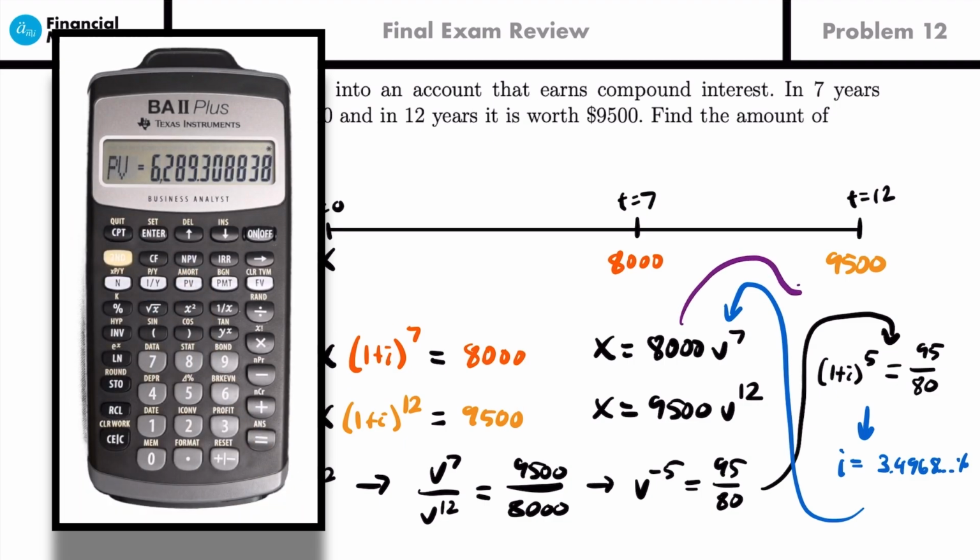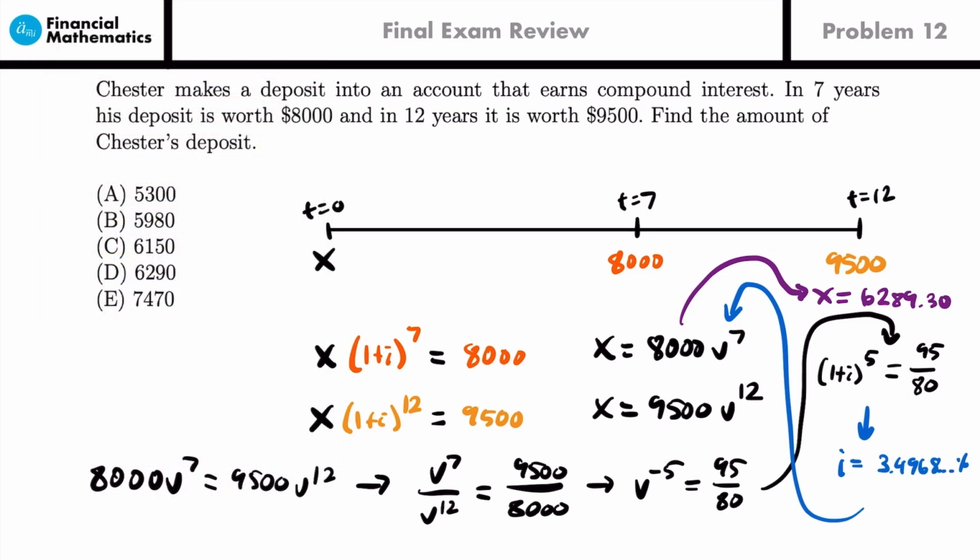We have now found that x is equal to $6,289 and about 30 cents. And comparing that to our answer choices here, it looks like we can round up to the nearest tens place. So that would be answer choice D, 6,290. Okay, so this was our actual answer right here, but rounding up to the nearest tens place gives us answer choice D. So that would be the right answer for this problem.